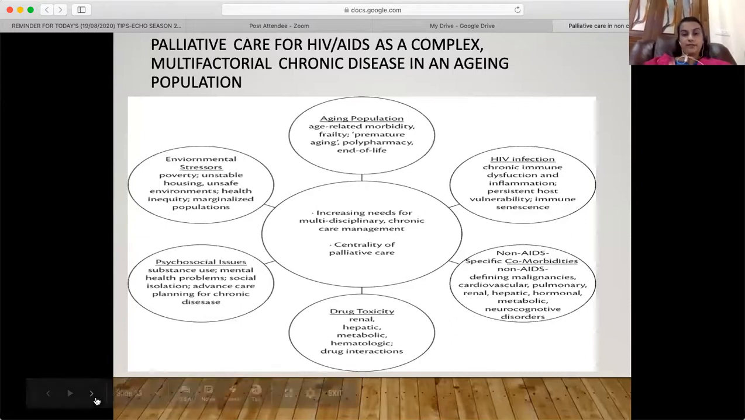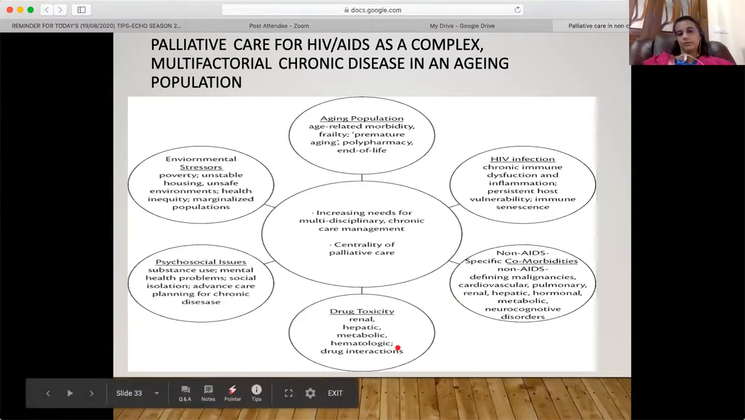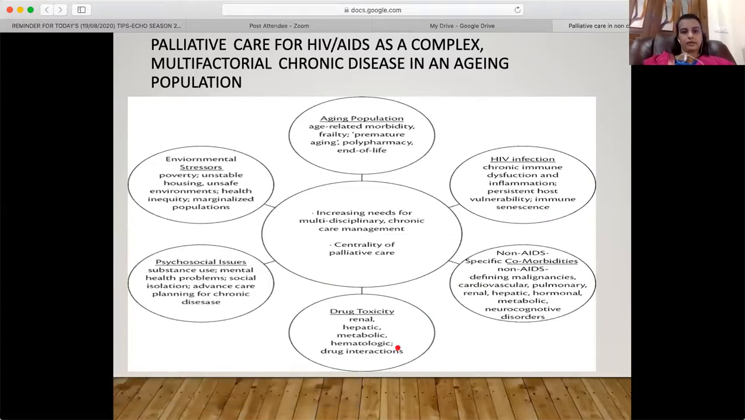Now, HIV infection can cause chronic immune dysfunction and inflammatory changes, so that can cause problems. Patients can have non-AIDS specific comorbidities. They can have AIDS defining malignancies, cardiovascular comorbidities or pulmonary comorbidities, that will need input. Some of the drugs themselves can cause toxicity, so you could have symptoms because of drug toxicity.